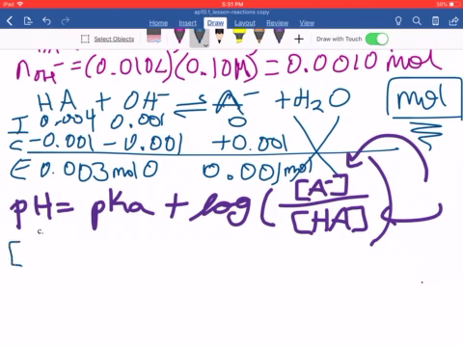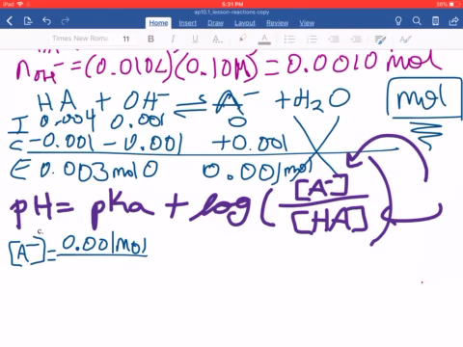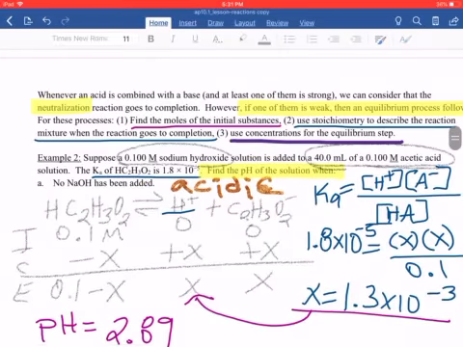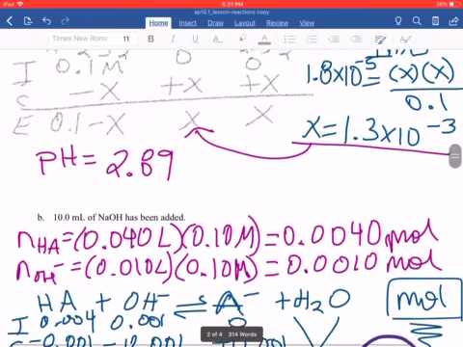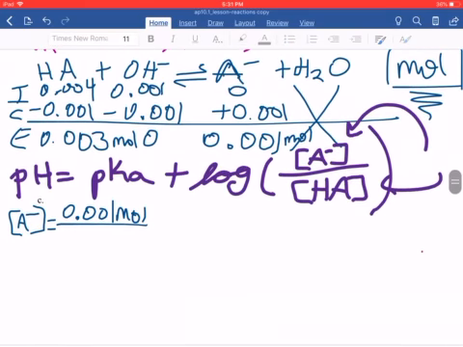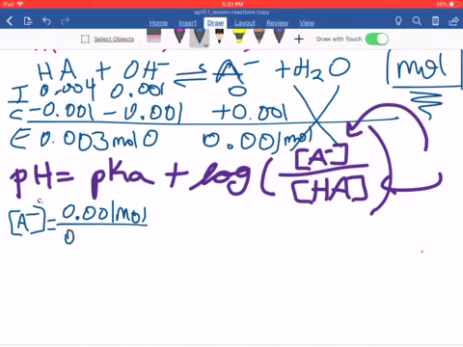And so our concentration of acetate would be 0.001 moles divided by the total amount of liters. The total amount of liters is 10 from sodium hydroxide and 40 from acetic acid. So 40 plus 10, there's 50 milliliters in total right now, and I'm going to convert that to liters. When we divide those two, we end up with 6 times 10 to the negative 2.